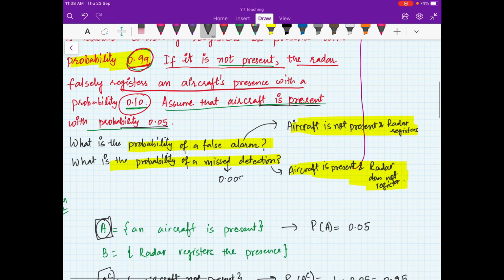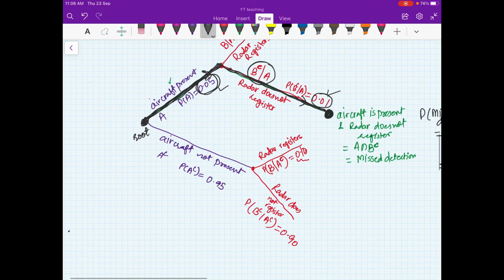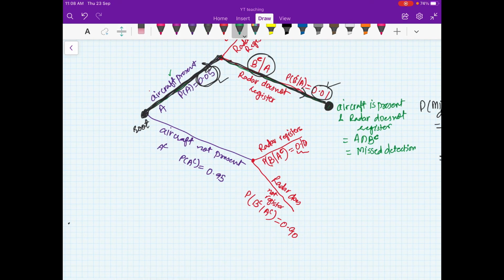Now let us look at what is the probability of a false alarm. Now you look here. False alarm means aircraft is not present. This is what we are interested in. Aircraft is not present and radar registers it. So this here is your false alarm. So what does false alarm mean? Aircraft is not present and radar registers it.